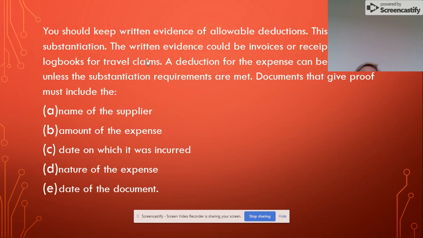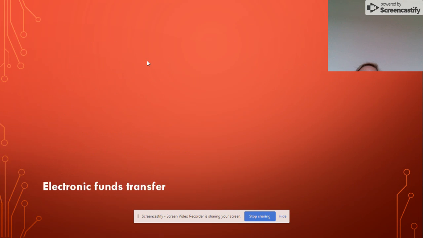You should keep written evidence of allowable deductions. This is called substantiation. The written evidence can be invoices or receipts or logbooks for the travel claims. I've actually got a little app on my phone and I take photos of my receipts and then I write there what it was for. A deduction for the expense can be denied unless substantiation requirements are met. So you've got to have proof. The proof must include the name of the supplier, the amount of the expense, the date on which it occurred, the nature of the expense, so why did you use it, and then of course the date of the document.